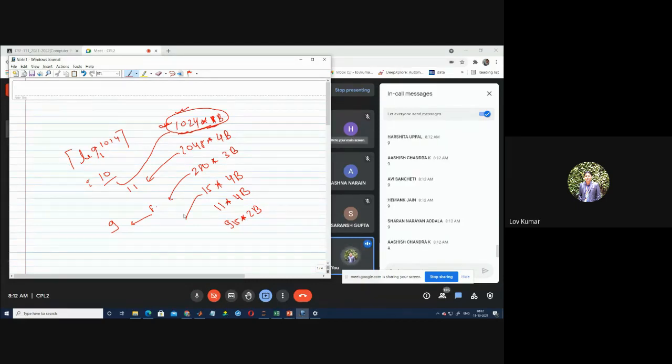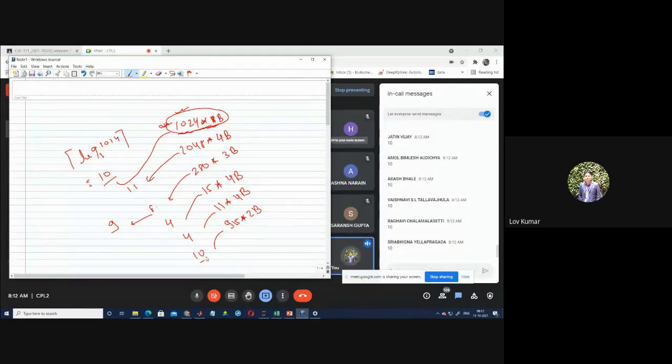If you are going to generate 15 different addresses, what is the size you can take? If you are going to generate 11 different addresses, what is the size we can take? And if you are going to generate 915 different addresses, what is the size we can take? Okay, so if the RAM is given, you can easily calculate the size of the RAM.